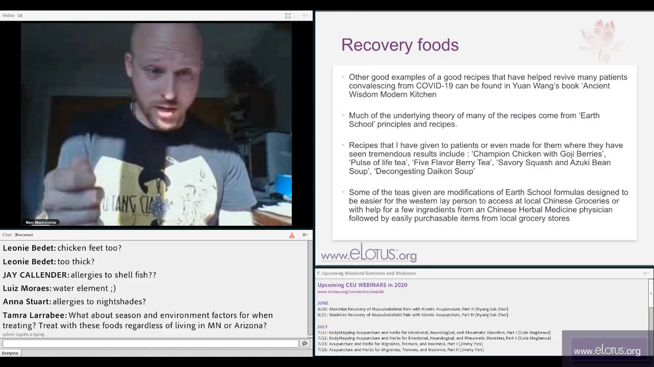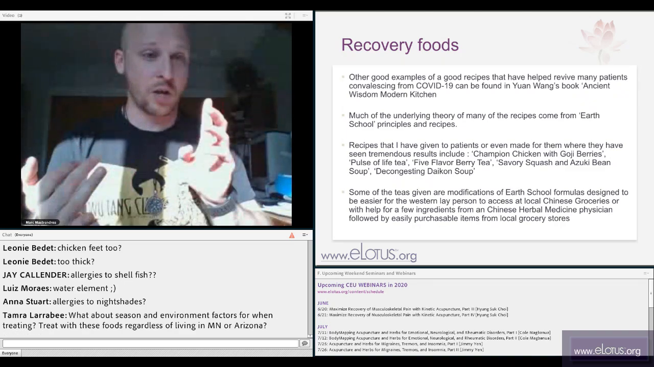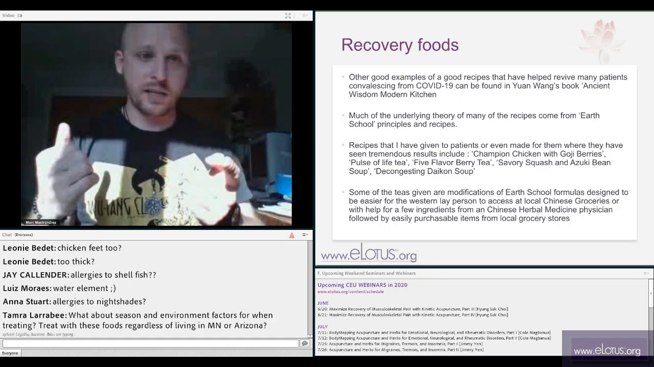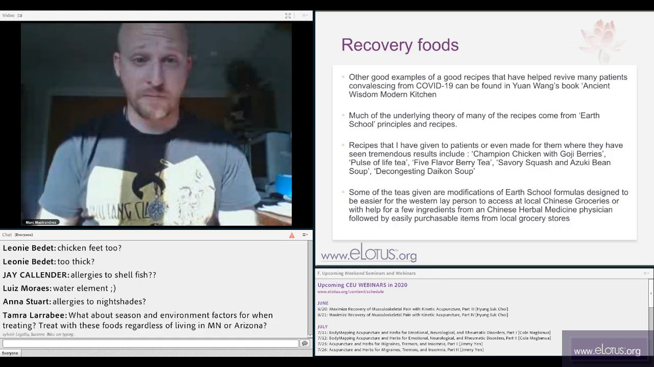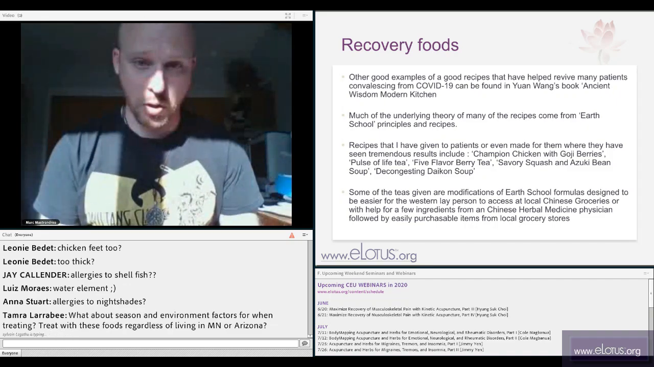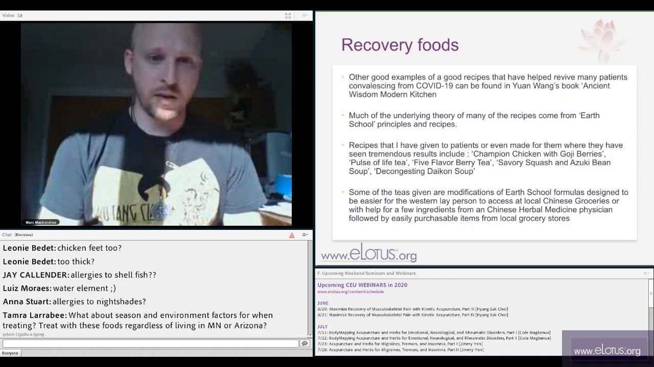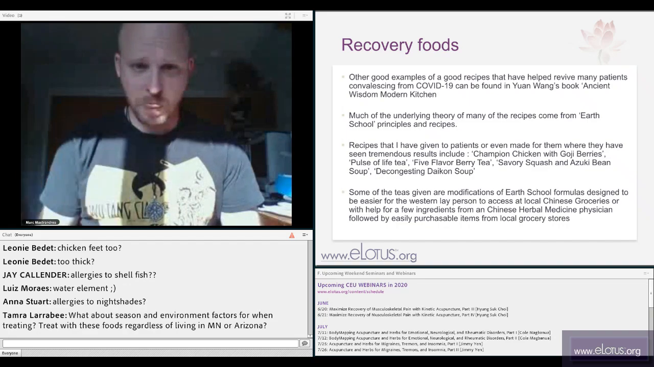Now they have the qi. Now you treat them and they're getting much better, and they had something to pull from, right? And this is going to be chicken, goji berry, garlic, ginger, leek. This is really, really good. It's going to be steamed for a while until it's really soft. Pulse of Life tea, five flavor berry tea. I'm just naming things how she names them in the book. Savory squash and adzuki. Decongesting daikon, very good to get remaining phlegm out of the lungs.